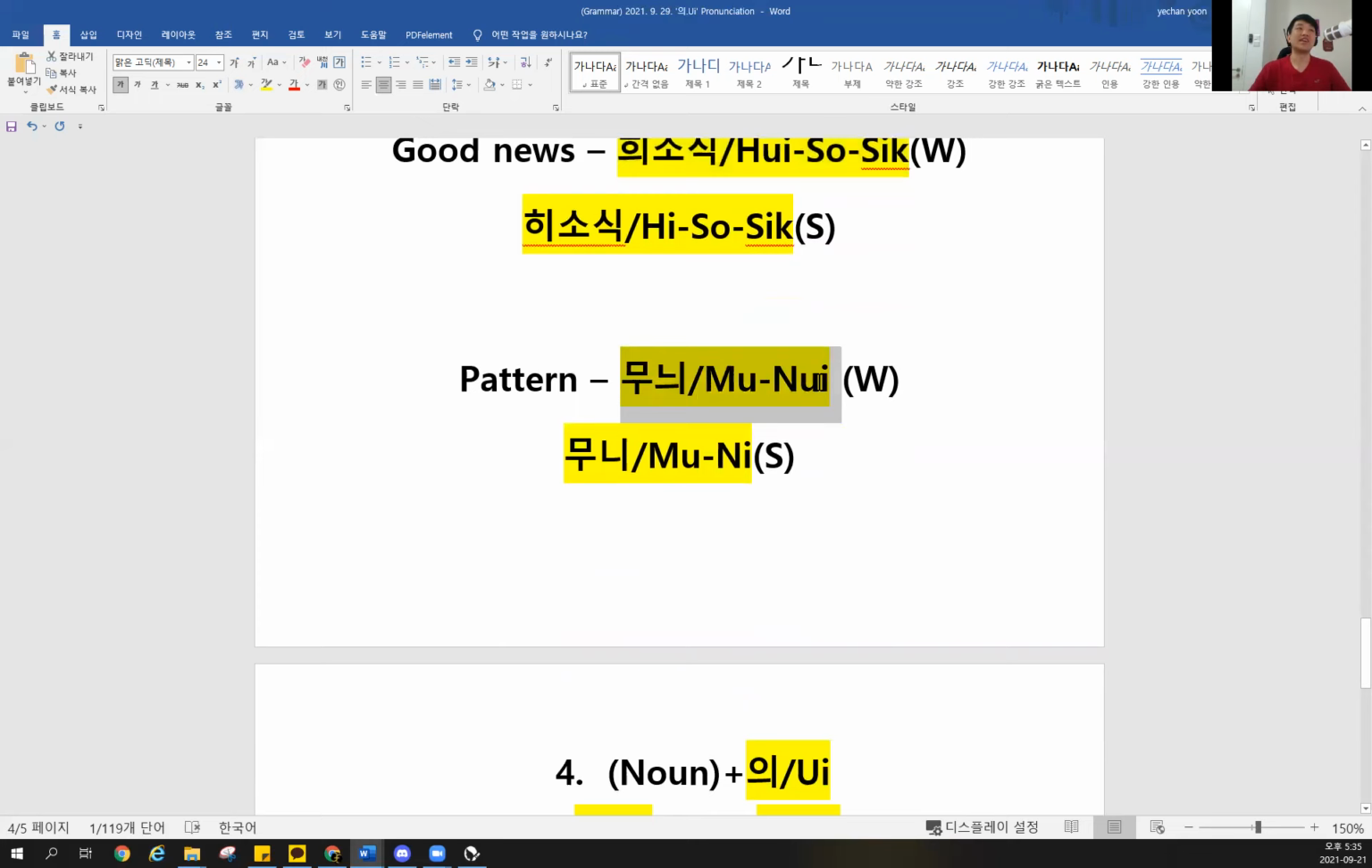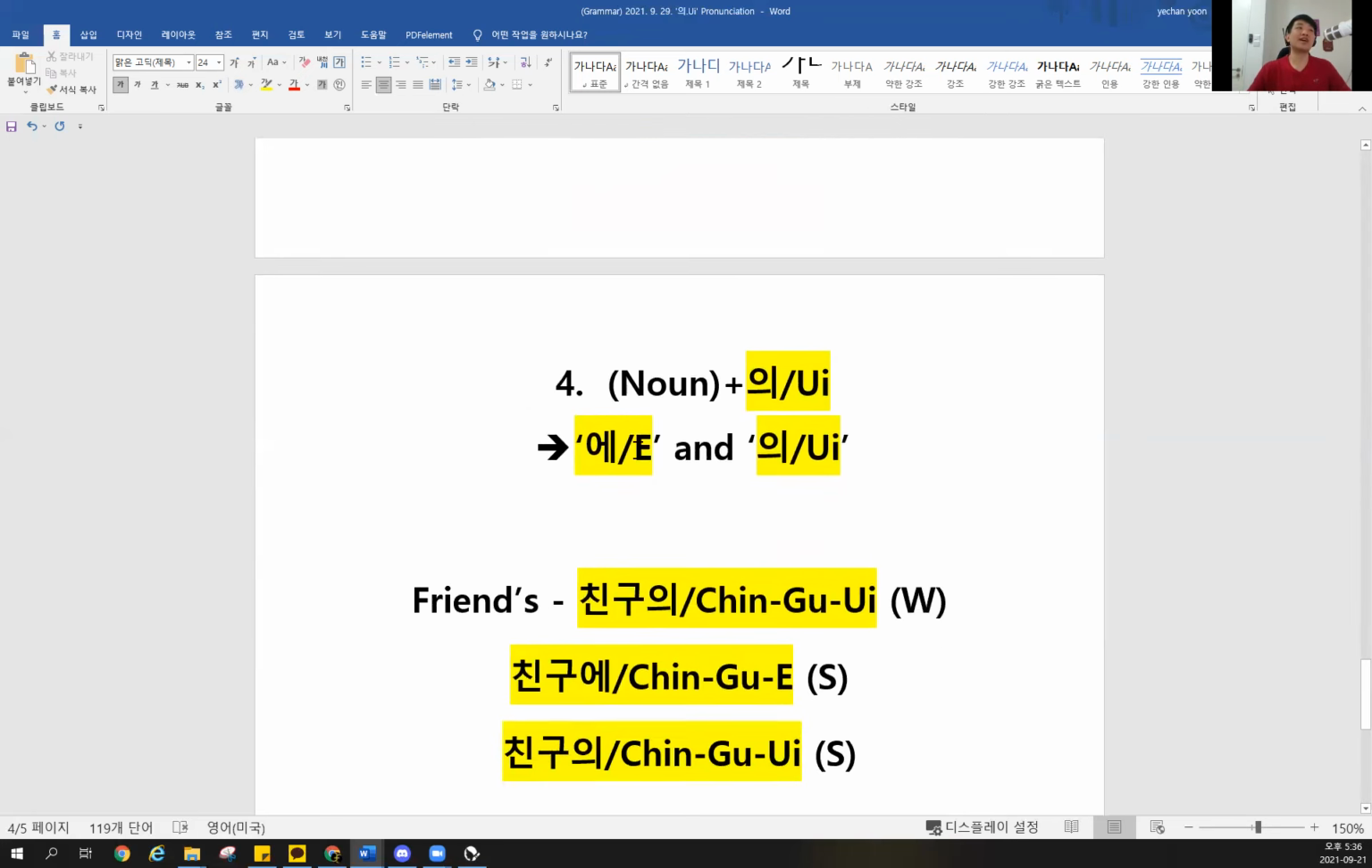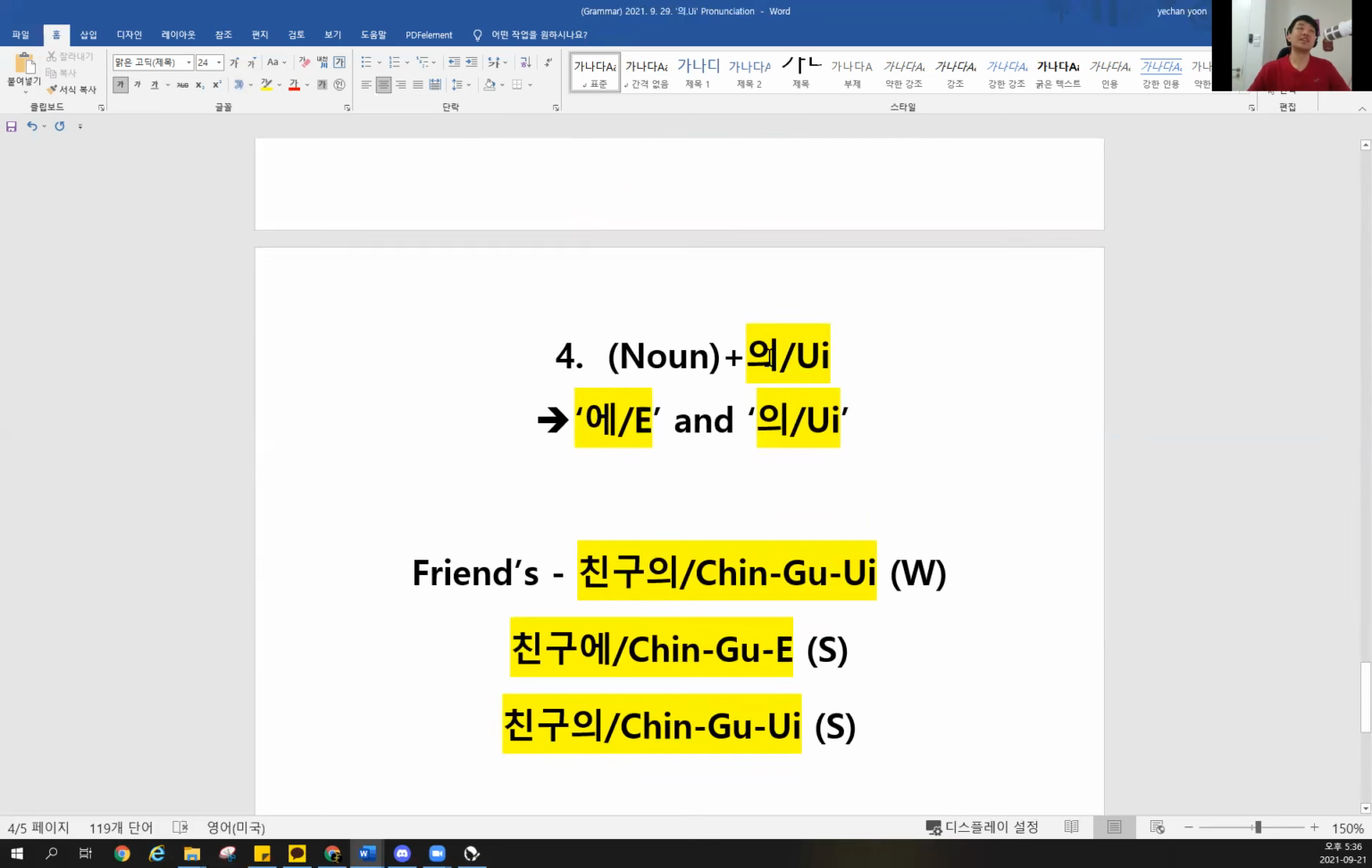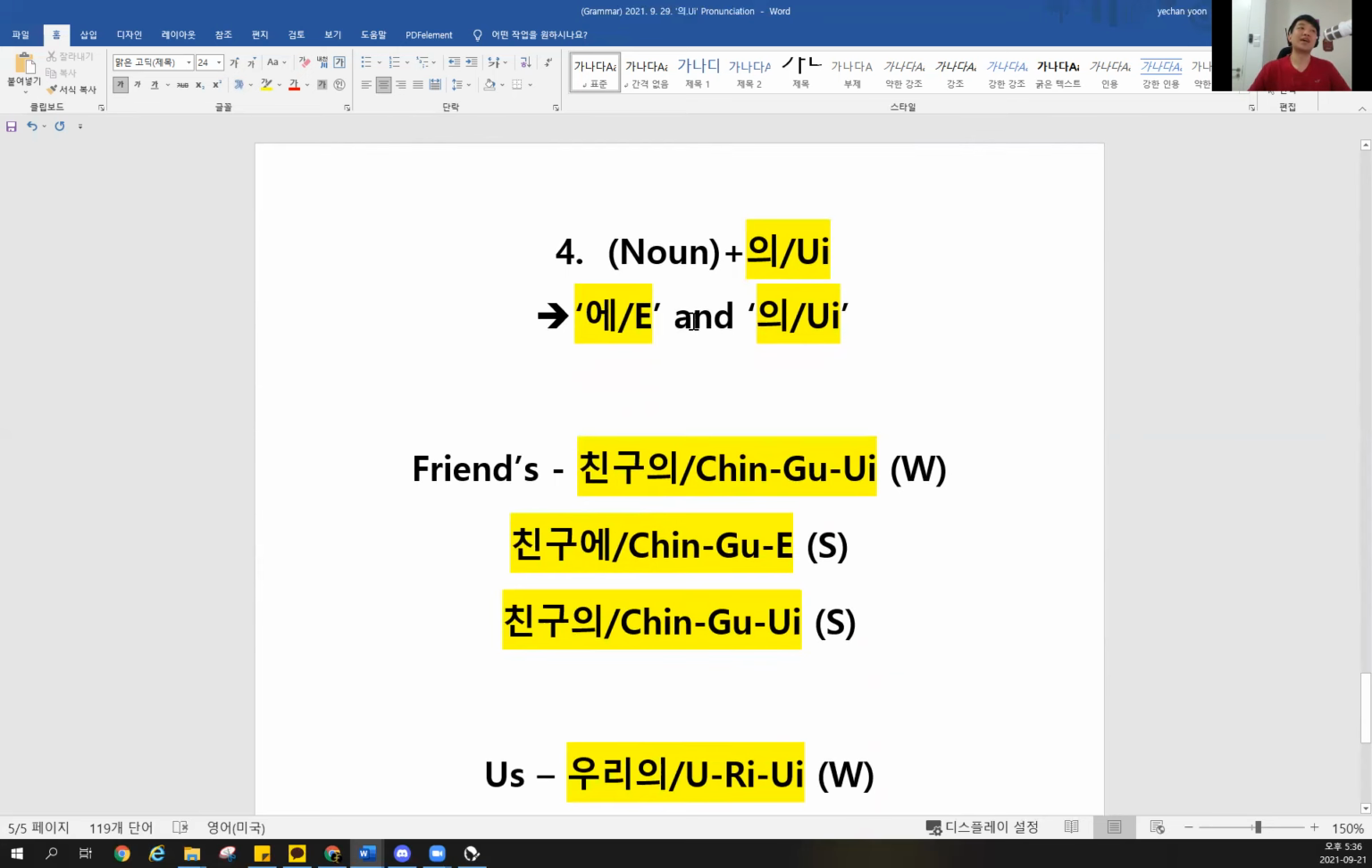How you can say? You can write down with 문의. 문의. But speaking is what? 문의. All right, and final one, noun plus 의. They can be pronounced as 에 or 의. 에 and 의. You can use both of it.